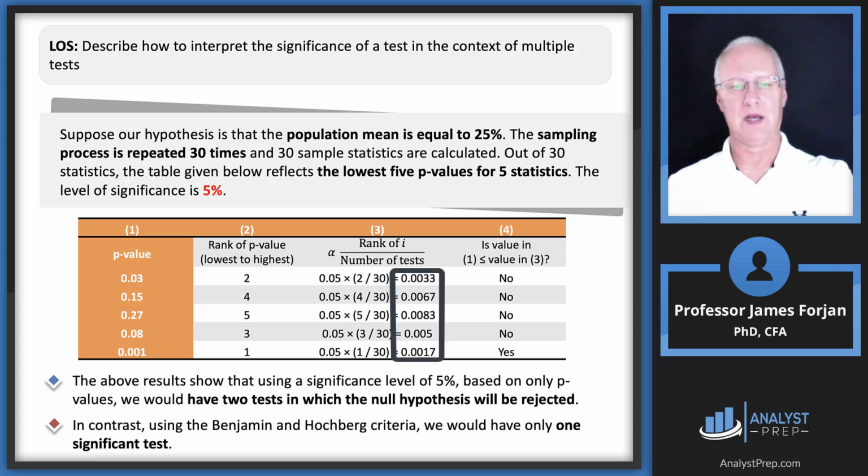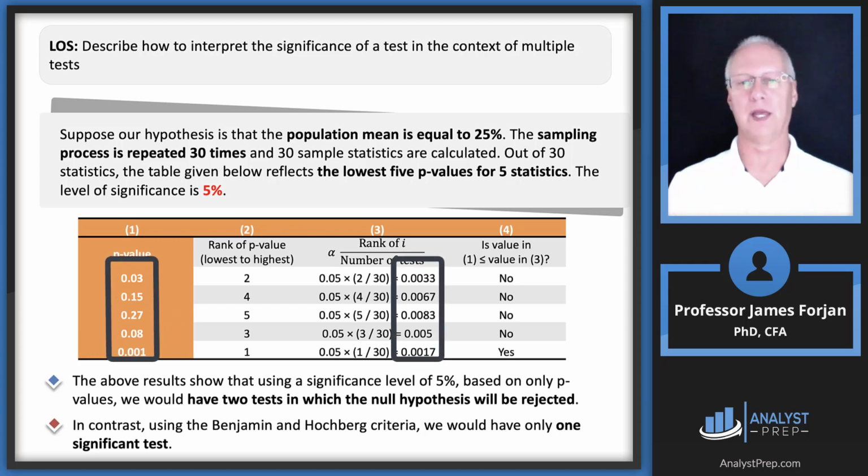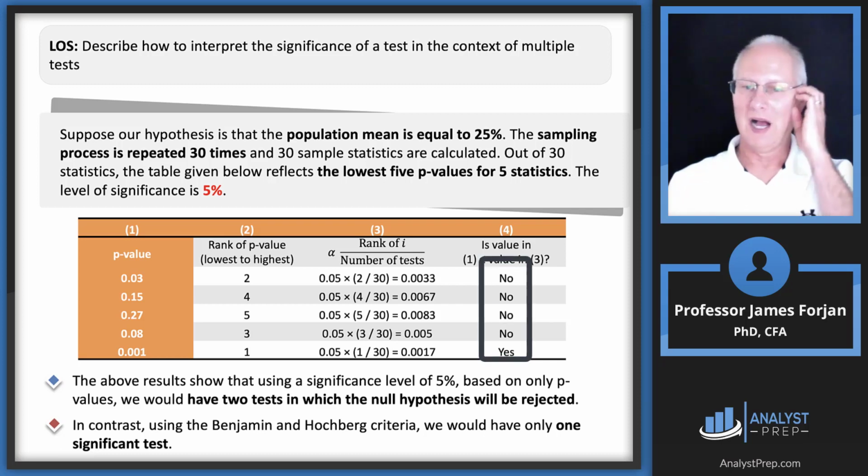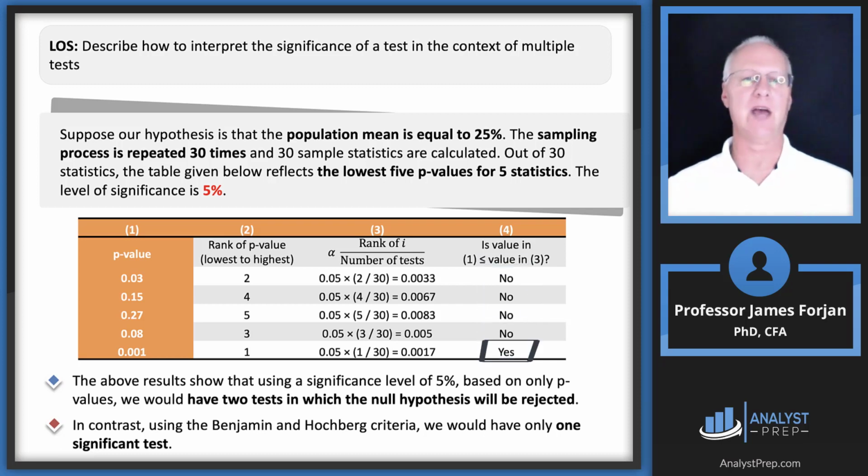So that's the BH criteria, and then all we're going to do is compare that number to the value over in P. And so is it less than or equal to the value in column 3, right? The p-value versus column 3. So we have no, no, no, no, and then yes. So there's only one significant test. And so why do we do this? And this is really fascinating. The reading really emphasized this, and I think this is a great exam question.